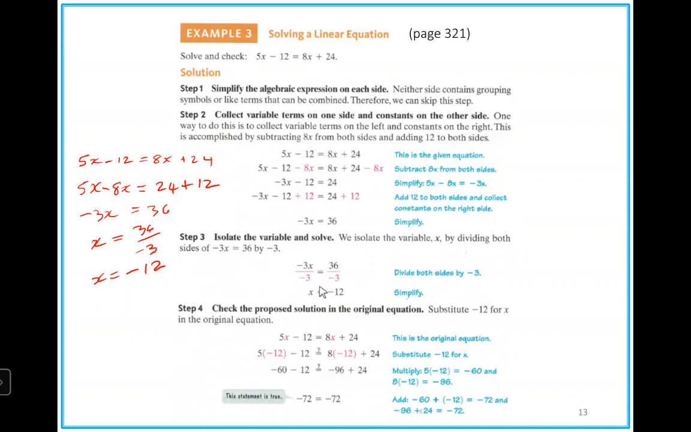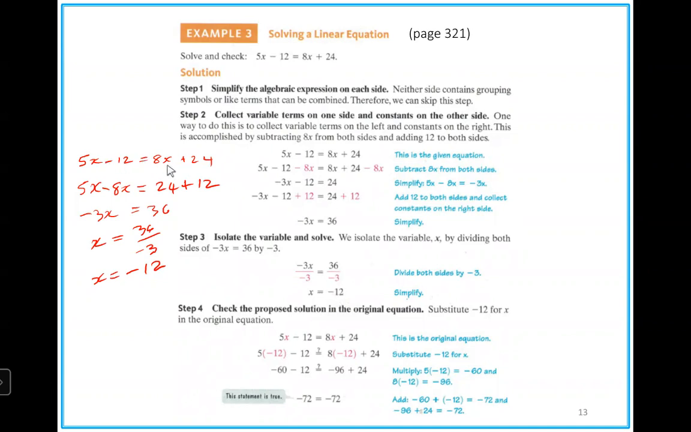Okay, and so that's the answer we have here, but they have it set out with a little bit more detail in the working. And then they do the check at the bottom here to see if you get a true statement when you substitute the negative 12 into the equation. If you want to, you could set it out fully by doing your negative 8x on both sides. Once you simplify that, you add 12 to both sides. Then you end up with negative 3x equals 36. Then you divide both sides by negative 3, and you find the value of x, in this case negative 12.